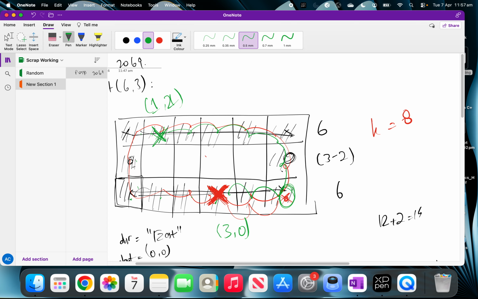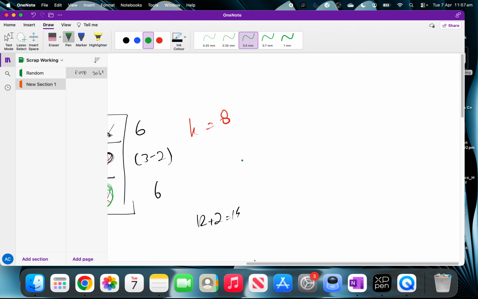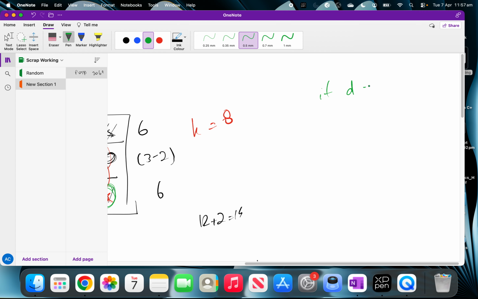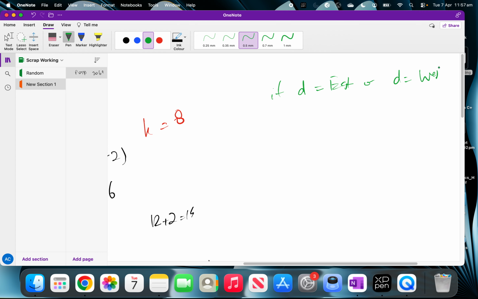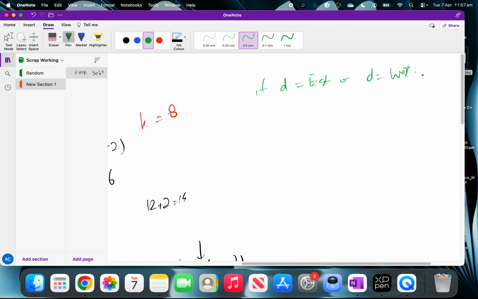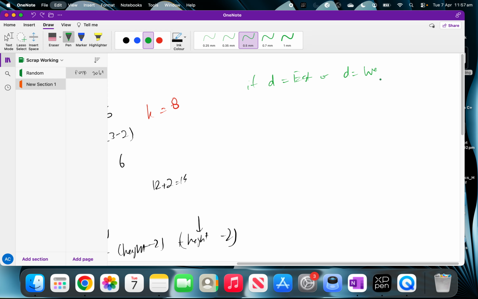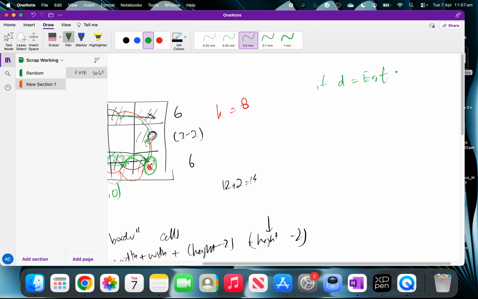So if K is 8, I know, for example, that since I'm at 3 and I have a total of 6 columns, I should be able to predict that, okay, after 2 steps, I'll be at the corner, because I'm going east. So if my direction is east, or my direction is west, or maybe, if my direction is east, I'll do this in each case.